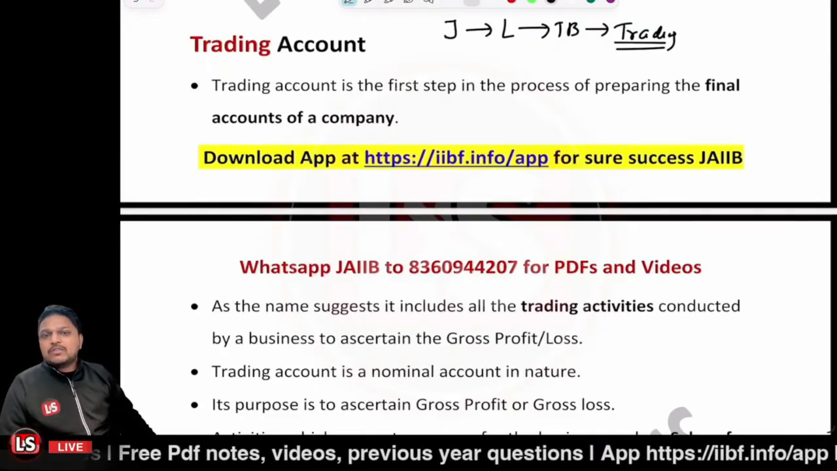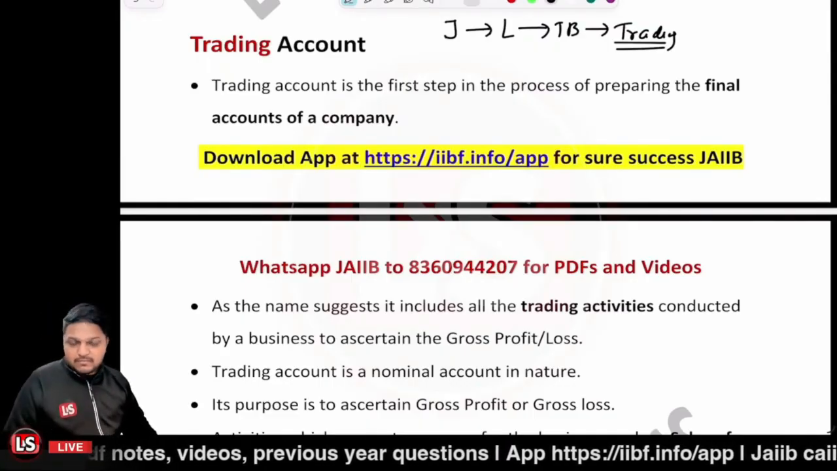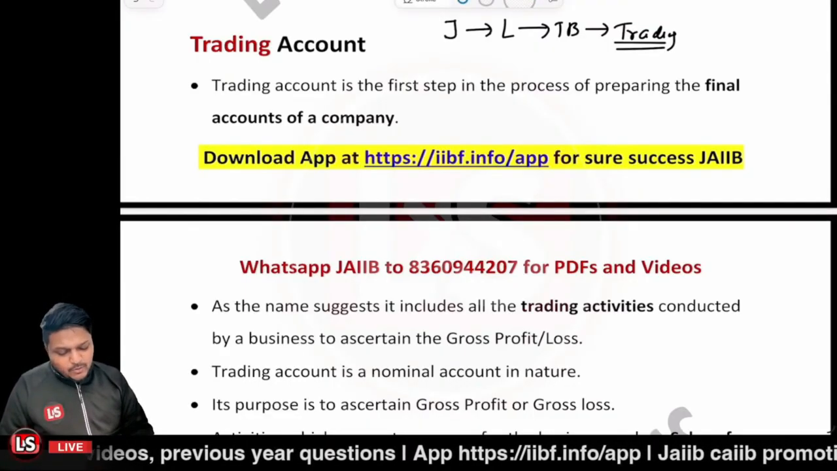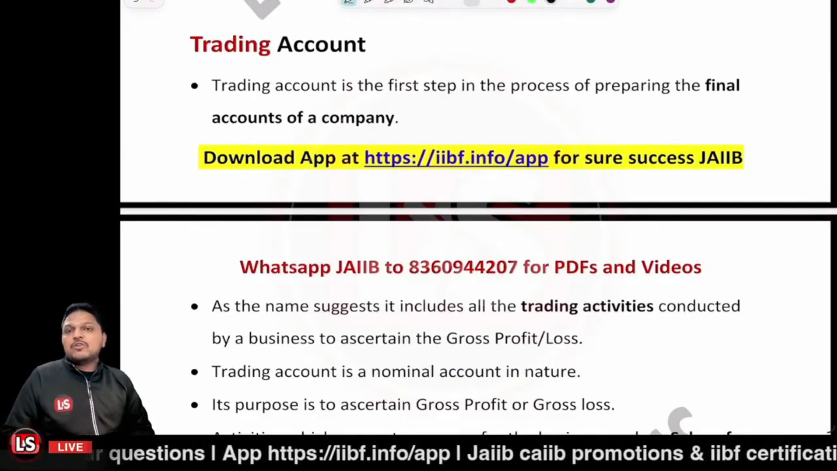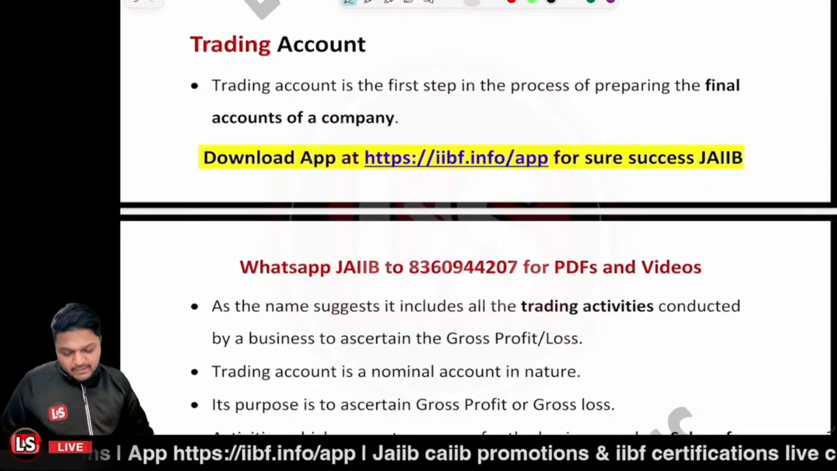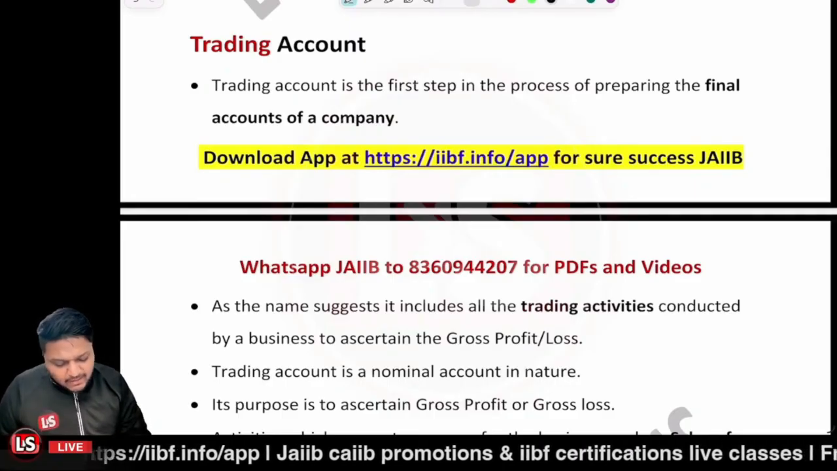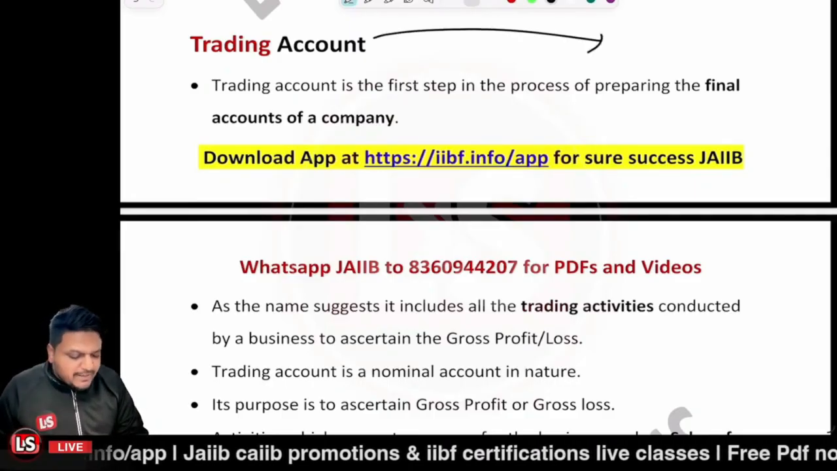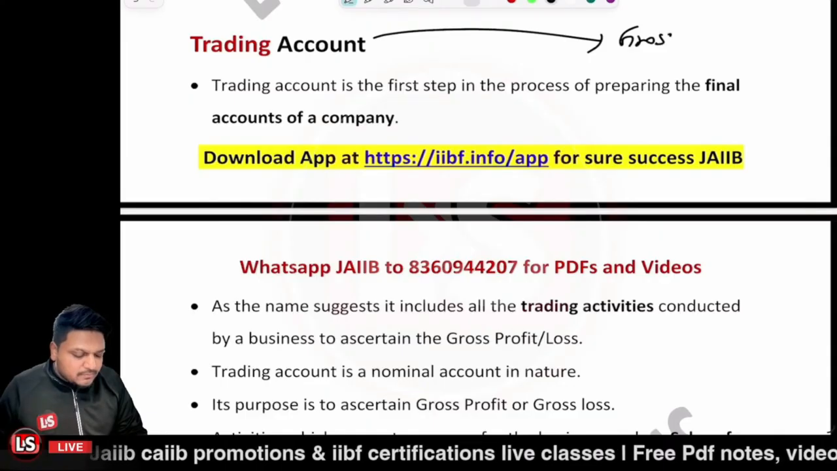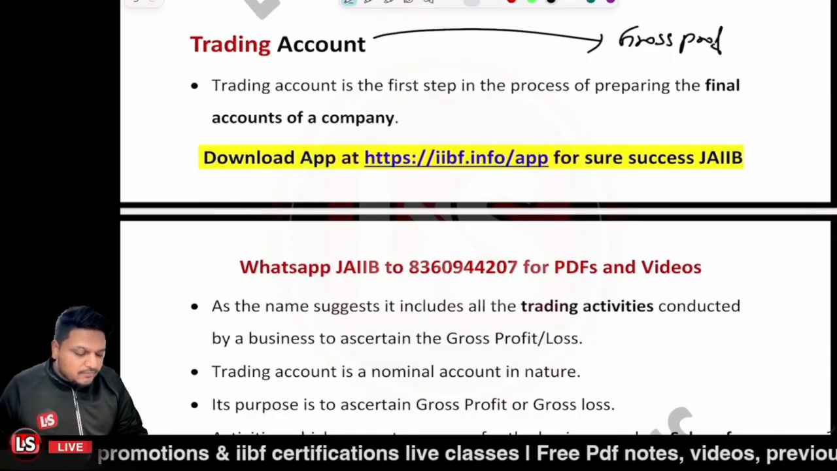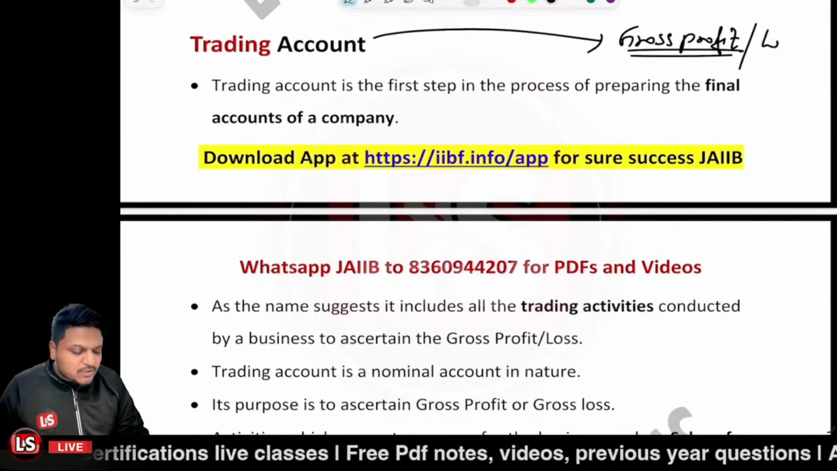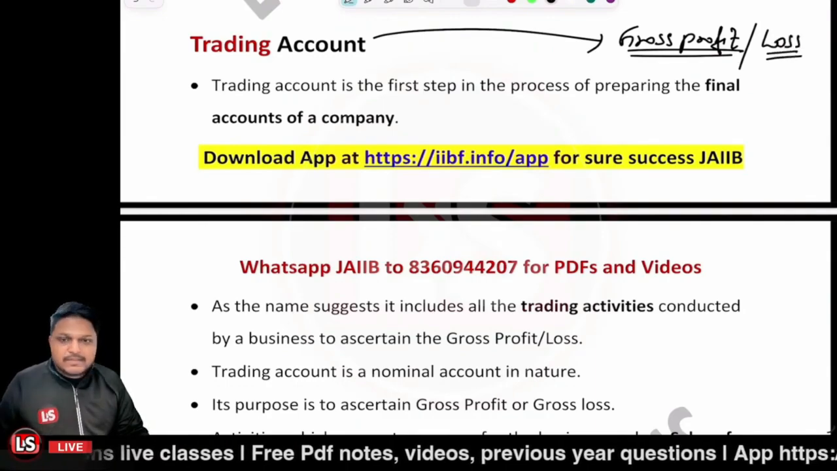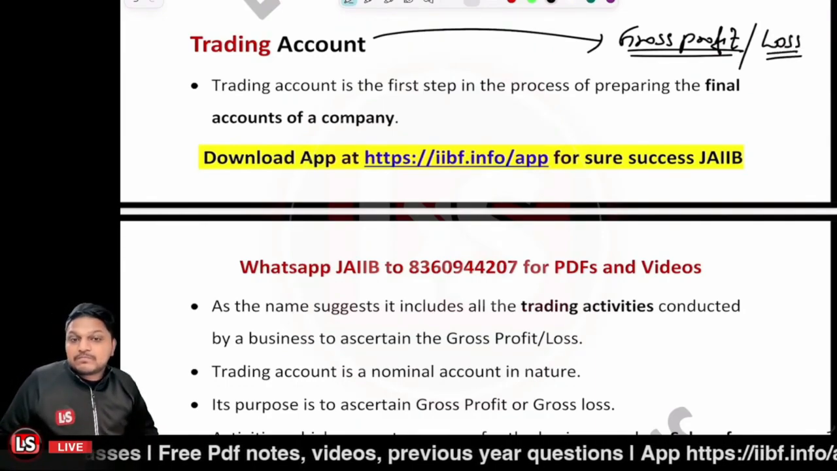So the trading account is what? It's a financial statement, right? The trading account is prepared so as to ascertain the gross profit or gross loss from the trading or manufacturing activity. So when we prepare the trading account, we will be getting the gross profit or we will be getting the gross loss. That's about the trading account, right?